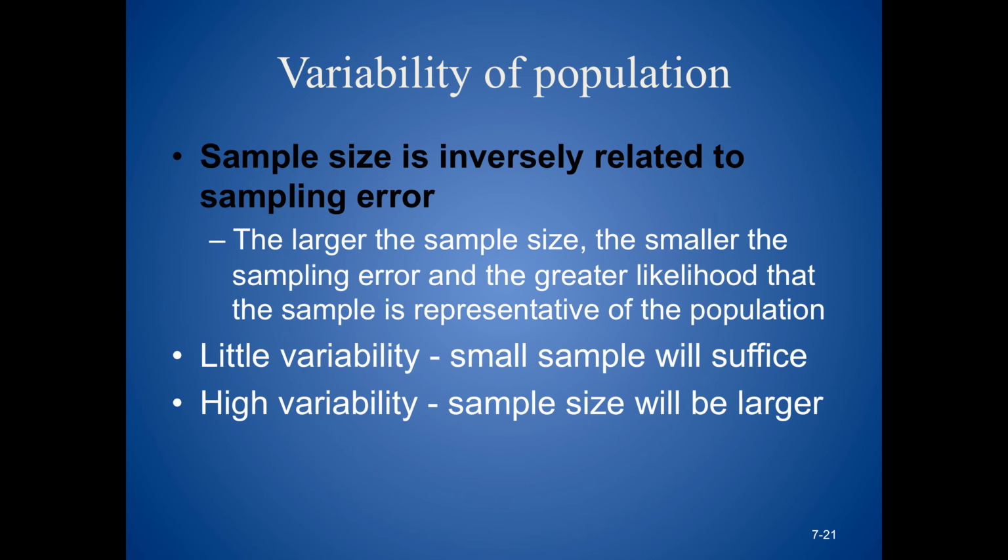The sample size is inversely related to the sampling error. So the larger the sample size, the smaller the sampling error and the greater the likelihood that the sample is representative of the population. So think about it. If there's little variability in that population, little variability in whatever you're testing, then a smaller sample size is needed. But if there's high variability, high amount of deviation, then you need a larger sample size.